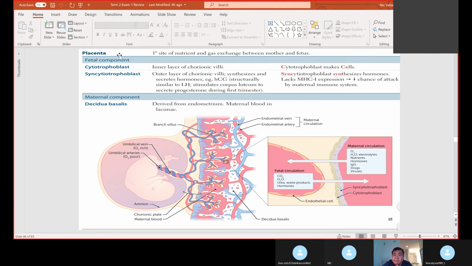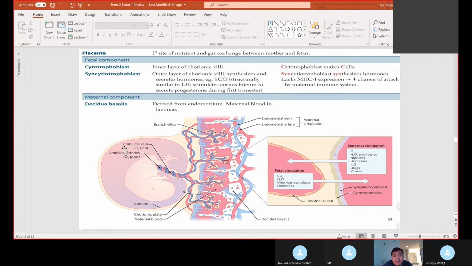Placenta. Placenta is your primary site of nutrient and gas exchange. You need to know the fetal component and maternal component. Fetal component, cytotrophoblast, it makes your cells. Syncytiotrophoblast synthesizes your hormones. The maternal component is your decidua basalis. This is derived from endometrium, and you have maternal blood in your lacunae.